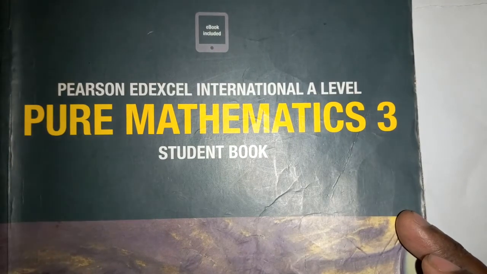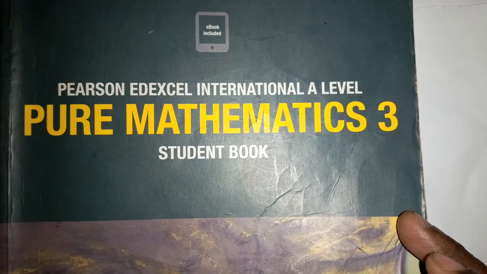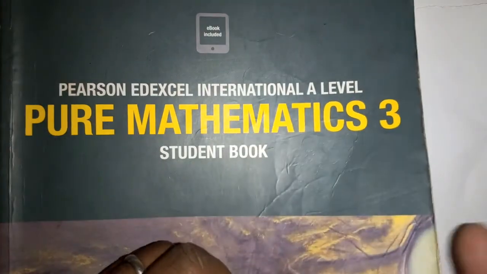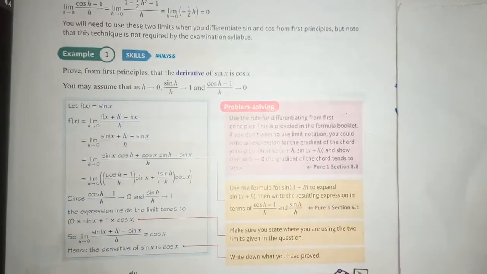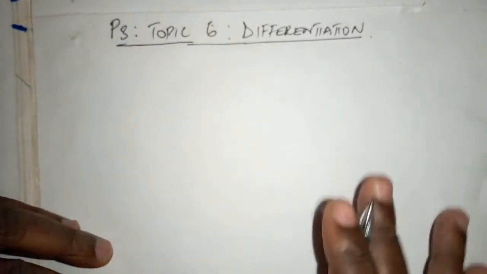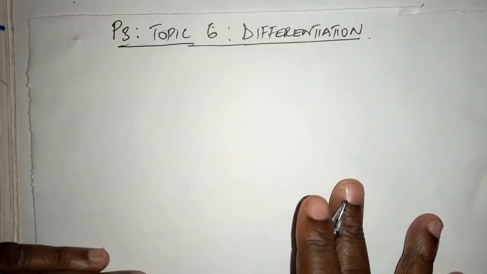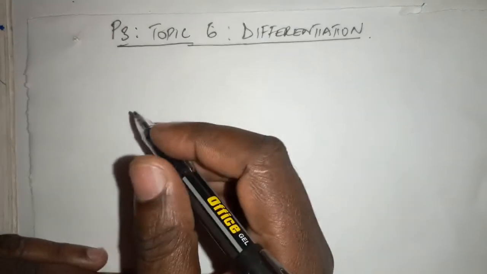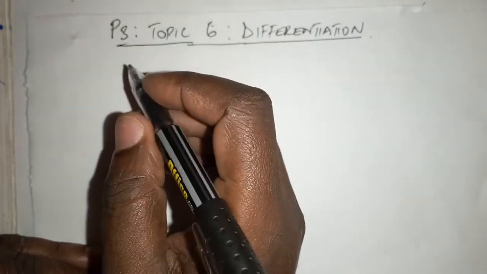Today we will be introducing ourselves to topic number 6, differentiation of Pure Mathematics 3. We know the basic rules of differentiation, and of course that is exactly what you're supposed to use. For example, we know the first principle.